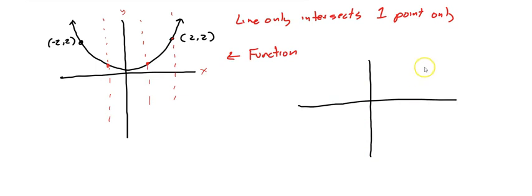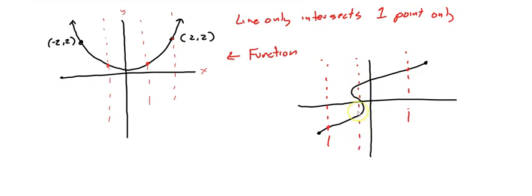Let's just draw something here, and let's put a point here, and a point here, but let's draw something that looks like this. Would this pass the vertical line test? Well, here it does, and here it does. But the biggest problem is right here. Here, it doesn't.